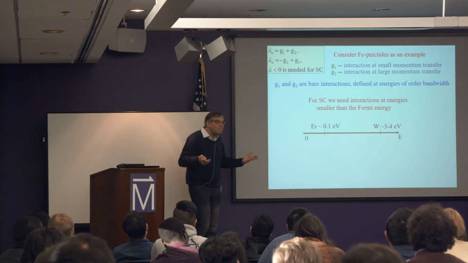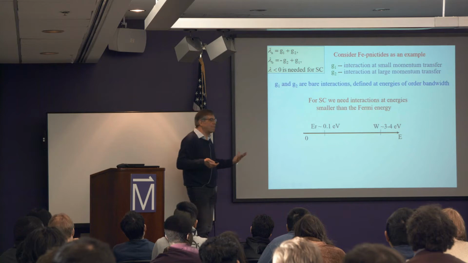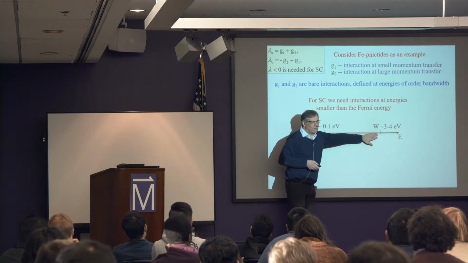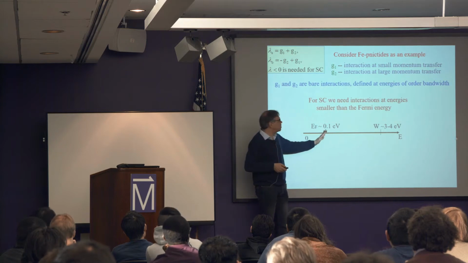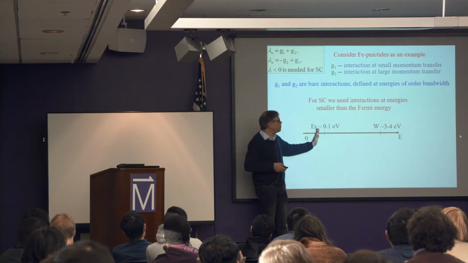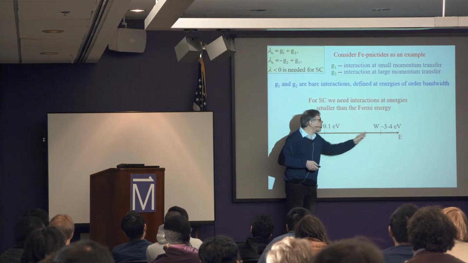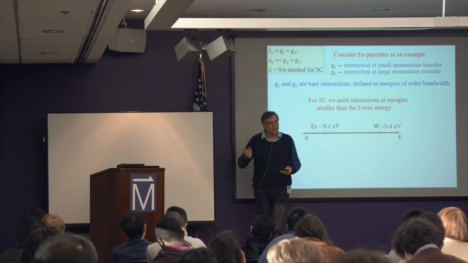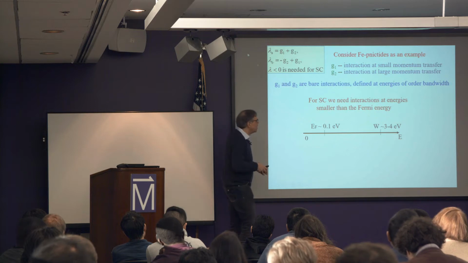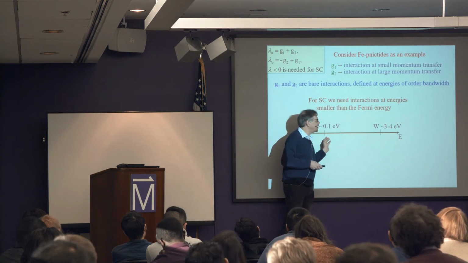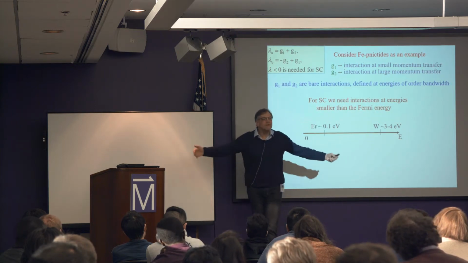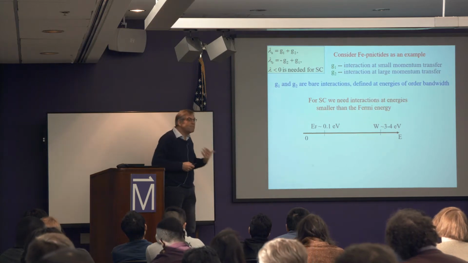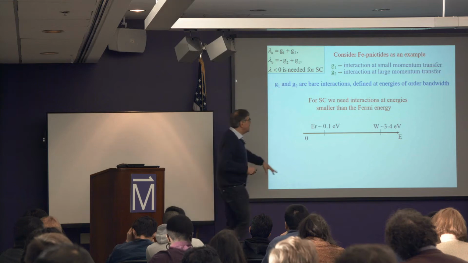And if you look at pnictides as a practical example, then roughly the bandwidth is a few electron volts. Fermi energy is 100 meV or even smaller. And of course, you cannot work in all this range. So where you stop working with what's called low energy physics is, of course, questionable. But the fact that you have a wide range here gives you hope that there is plenty of space to work with. What I mean by plenty of space to work with.